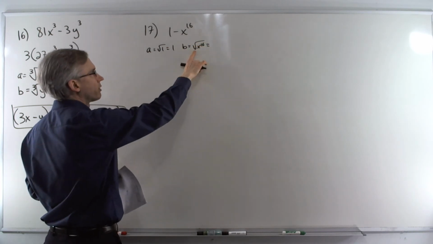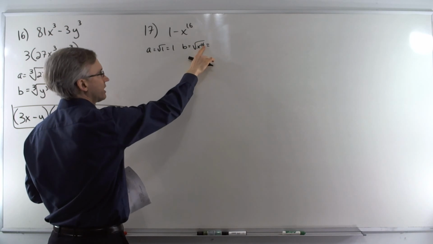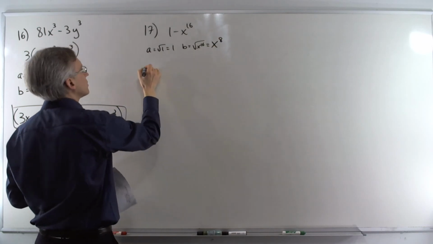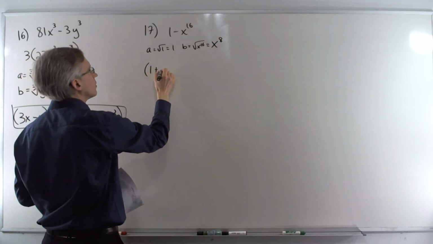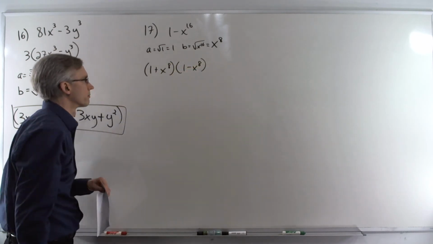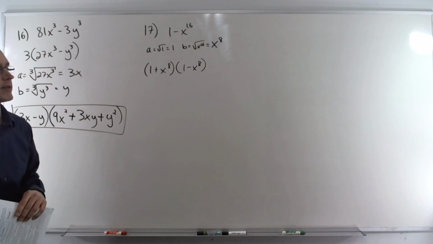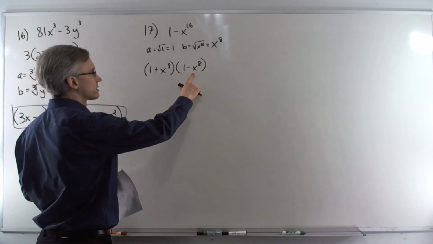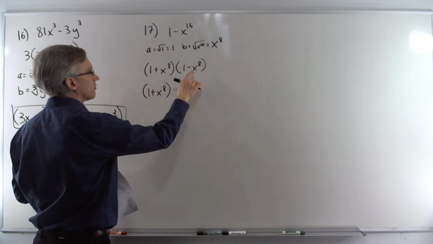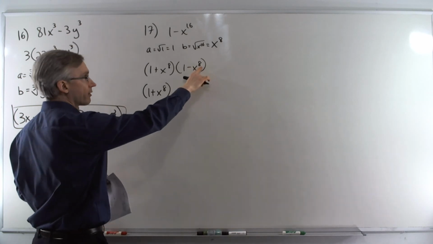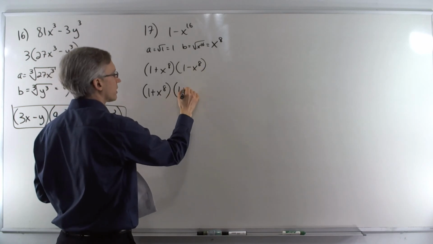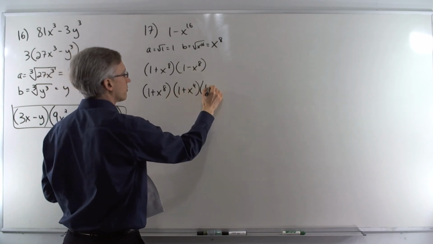So we want to do the square root of x to the 16th power. Take 16, divide it by 2, because it's a square root, and we get x to the 8th power. So that gives us 1 plus x to the 8th times 1 minus x to the 8th. Well, now we need to do it again, because this is also difference of squares. Divide that by 2 to get x to the 4th power. We're going to have 1 and x to the 4th power is a and b. So that'll be 1 plus x to the 4th times 1 minus x to the 4th.